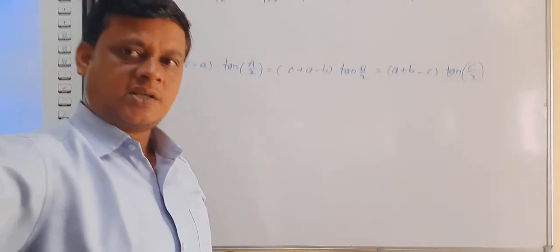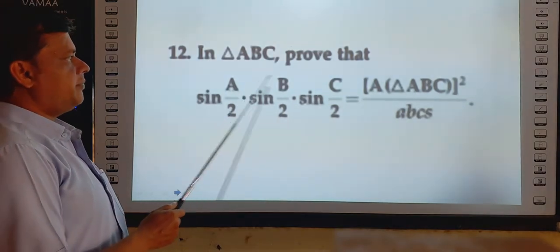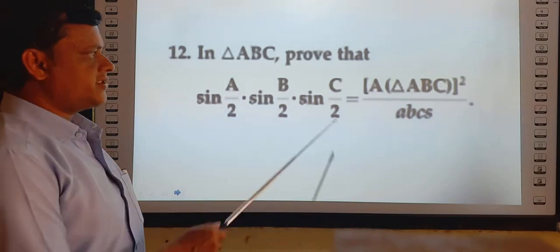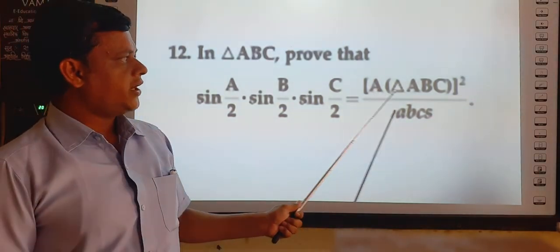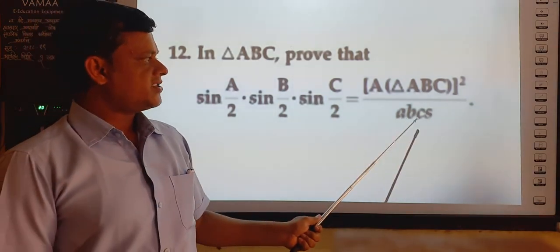Now we see the next example. Question number 12. In triangle ABC, prove that sin(A/2) sin(B/2) sin(C/2) equals the area of triangle ABC, its square, upon abc into s.